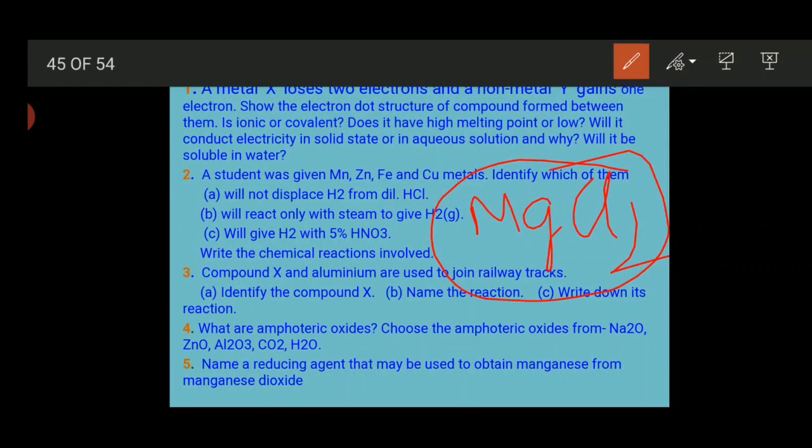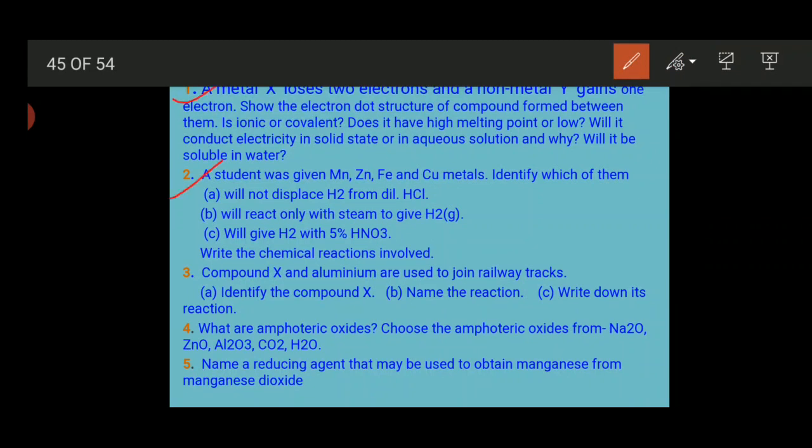We already discussed in this video how to form the electron dot structure of magnesium chloride. It is an ionic compound, so the aqueous solution of an ionic compound is able to conduct electricity. Now what is the second question?